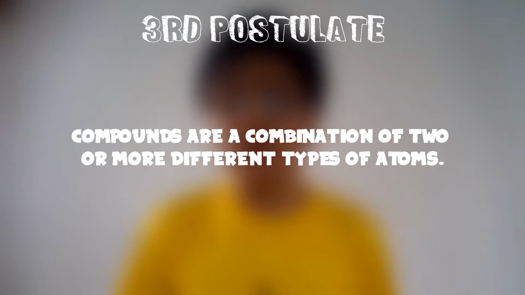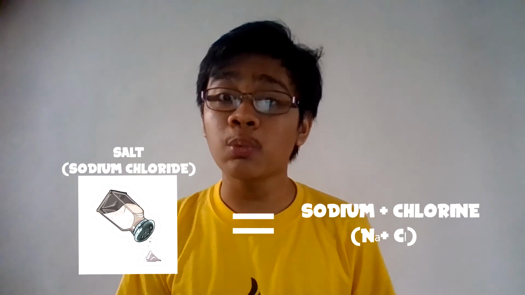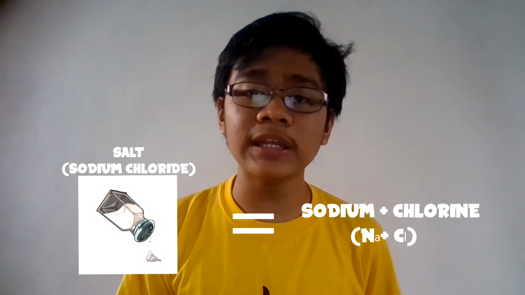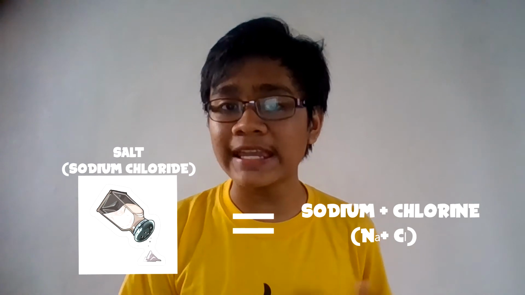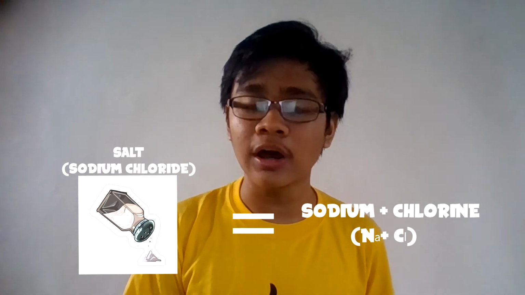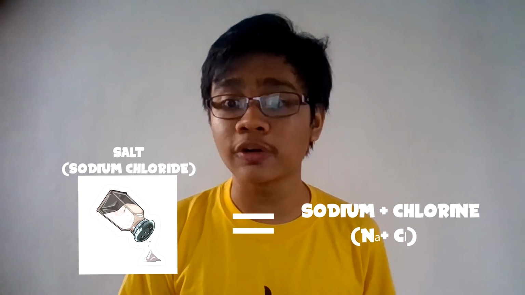The third postulate states that compounds are a combination of two or more different types of atoms. An example of this is table salt. Table salt is a combination of two separate elements, sodium and chlorine. When they react, the atoms combine in a 1-to-1 ratio to form the white crystals of NaCl, which is the chemical formula for table salt or sodium chloride, which we can now sprinkle on our food.